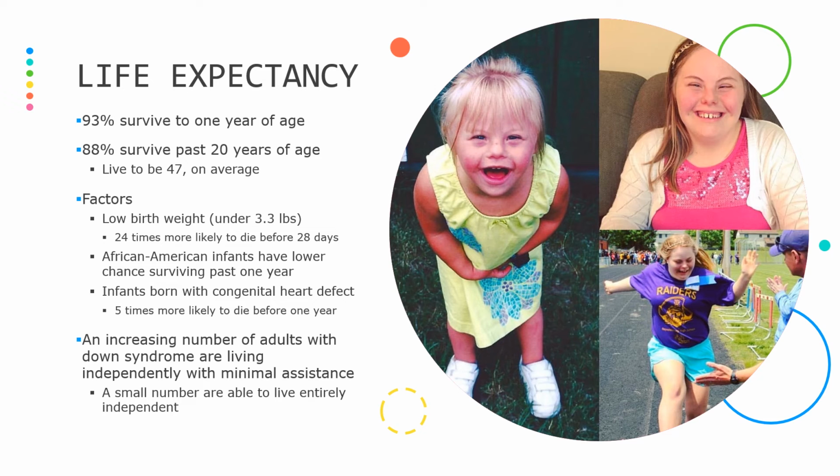African American infants have a lower chance of surviving past 1 year, and more research is needed to understand why this is. Infants born with congenital heart defects are 5 times more likely to die before 1 year of age. There is an increasing number of adults with Down syndrome that are becoming able to live independently with minimal assistance, and a small number of those are able to live entirely independent.